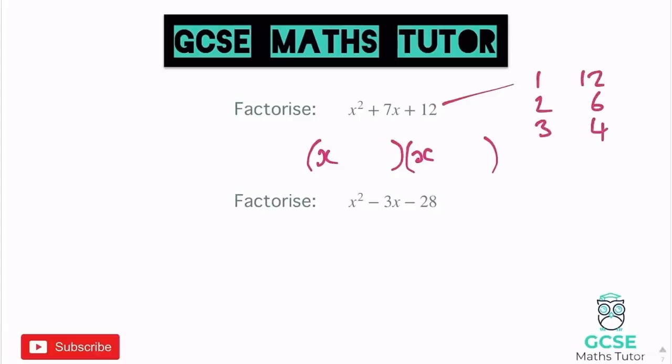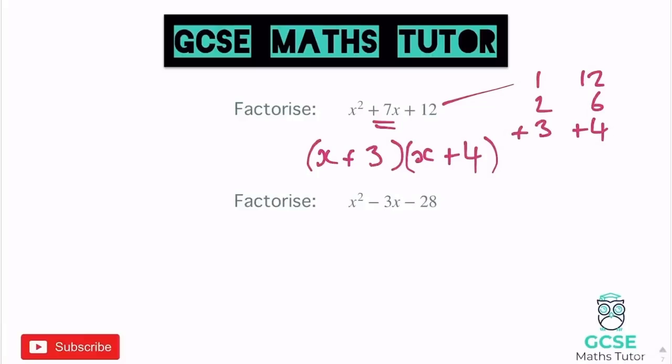Now we just need to have a look at these numbers, because we've got a 7x in the middle, so they have to add up to make 7. So 1 and 12, there's no way I can make 7. 2 and 6, I could either make 8 by adding them together, or I could make 4 or -4 if I do a minus with one of them. So I'm not going to make 7, but I can make it with 3 and 4. I can have +3 and +4, and that would make 7. So +3 and +4, and that would be factorised.